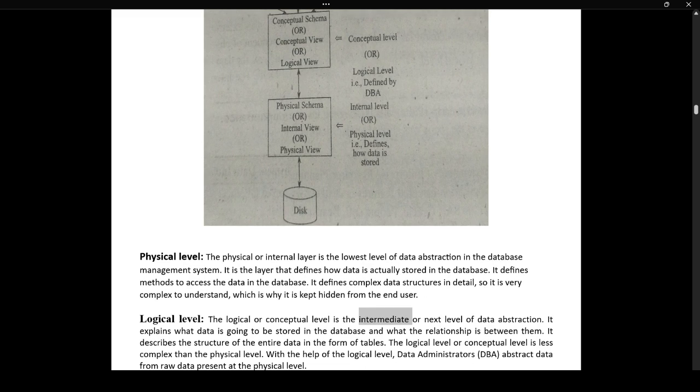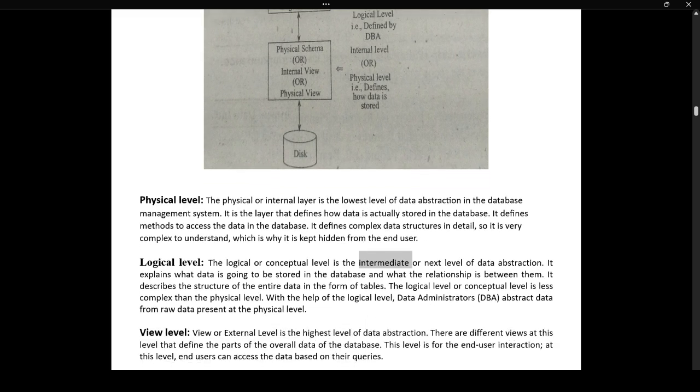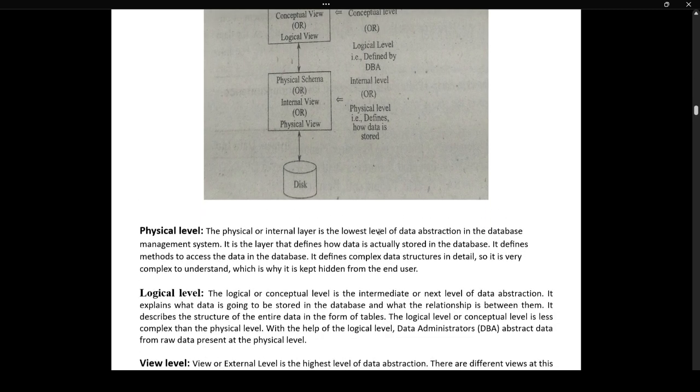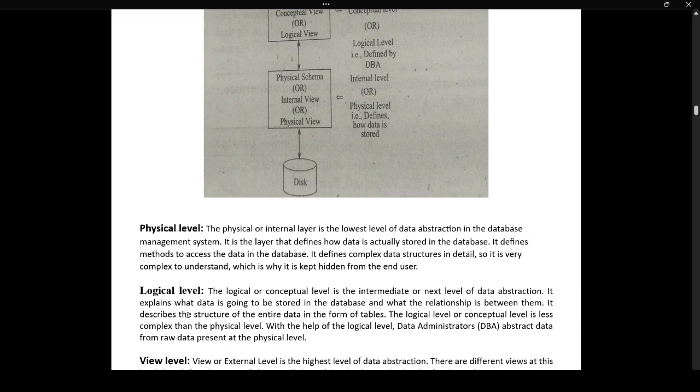And next one is the logical level. It also describes the structure of the entire data in the form of tables. So it gives the information. It explains it. It analyzes it, in the form of tables. అంటే అది మనకి ఎక్స్ప్లెయిన్ చేస్తుంది, డిస్క్రైబ్ చేస్తుంది. ఎట్లా డిస్క్రైబ్ చేస్తుంది? టేబుల్ ఫార్మాట్స్ లో డిస్క్రైబ్ చేస్తుంది ఇన్ఫర్మేషన్ అనేది.